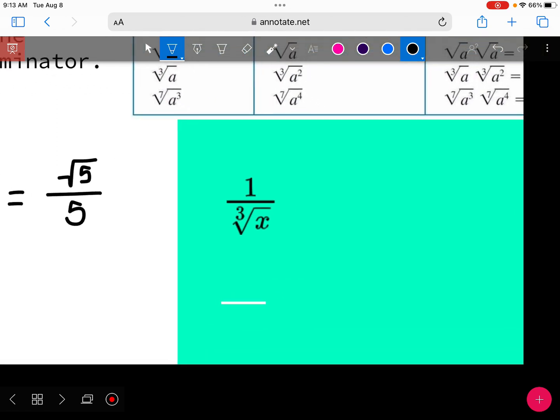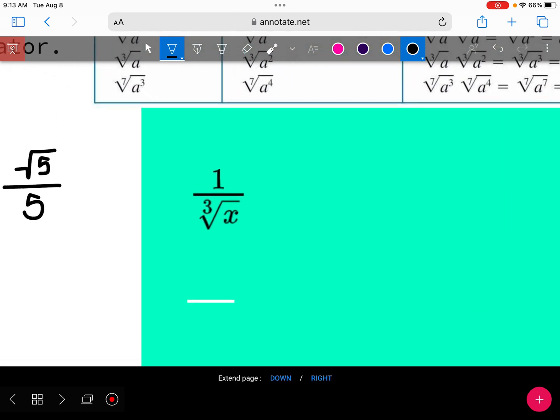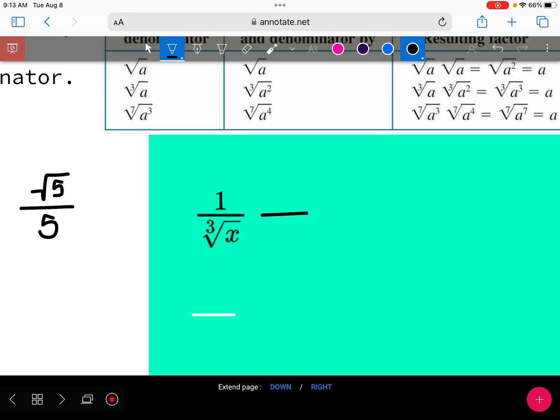It's a little weirder when we have cubes, like I have 1 over the cube root of x here, because we have to figure out how many more x's we need to make that cube rootable. If I just multiply by the square root of x, I'm not going to have enough x's. Cube root means I need a grand total of 3 x's. I only have 1, so I need 2 more x's. Cube root of x squared.